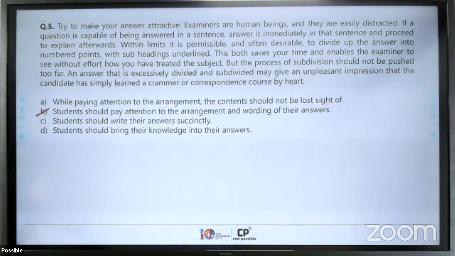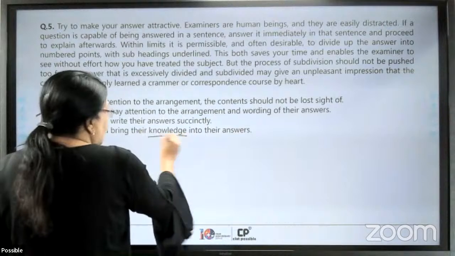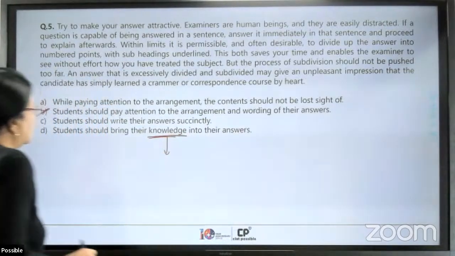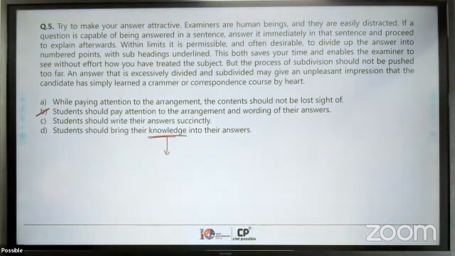Okay, so that's there. Now please have a look here. D was students should bring their knowledge into answers. This was beyond, off the mark. That's absolutely off the mark, beta. Students should write their answers succinctly. That's basically giving a suggestion that they should go very short and to the point, but that's not what the paragraph was saying. That's only one point.